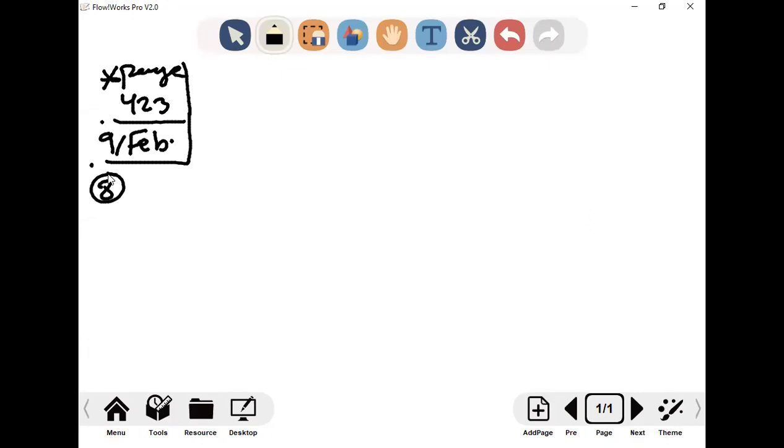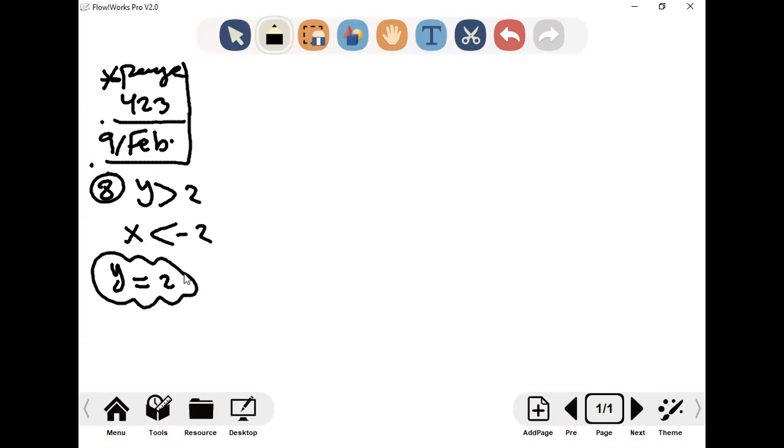Now in question 8, we need to solve this system by graphing: y more than 2 and x less than negative 2. Now we said we turn them to equations. Yeah, the first one, y equal to. Do I need intercepts to graph this line? No. The second one, x equal negative 2, also I don't need. You can graph directly if you have one variable, x or y.